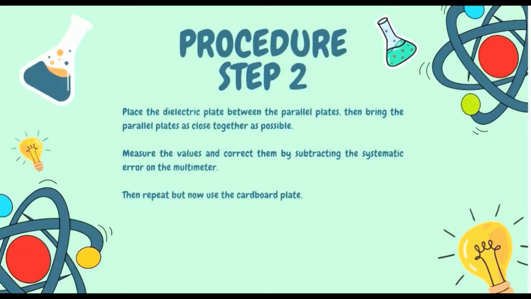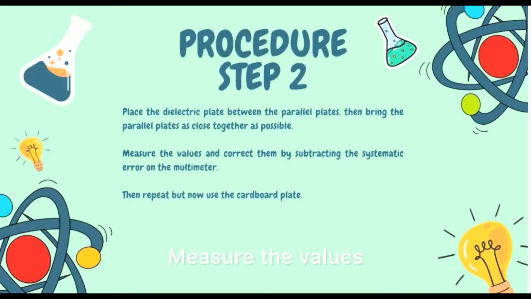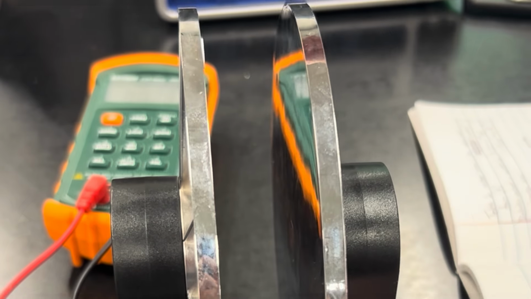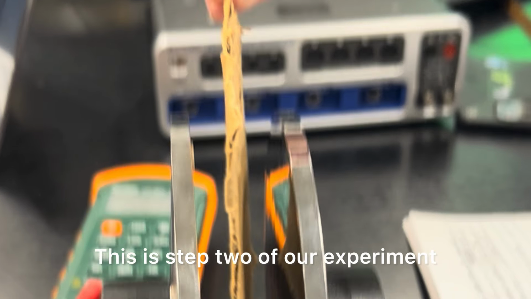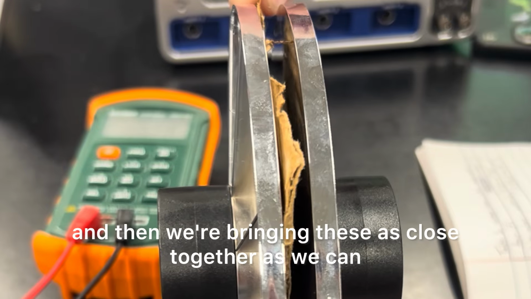Procedure Step 2. Place the dielectric plate between the parallel plates, then bring the parallel plates as close together as possible. Measure the values and correct them by subtracting the systematic error on the multimeter. Then repeat, but now use the cardboard plate. This is step 2 of our experiment. We're placing this as a dielectric, and then we are bringing these as close together as we can.